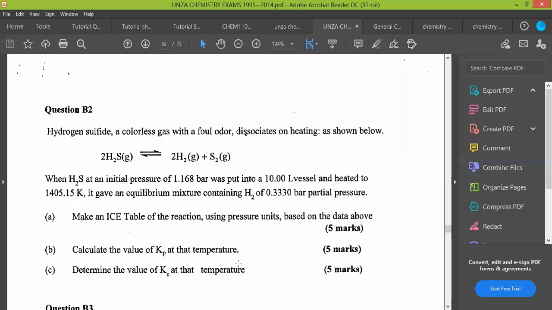Now, when you place in your values, whenever you are using your gas constant, I told you you're supposed to use the gas constant of 8.3145. You'll be able to calculate the value for Kc. Are there any questions?